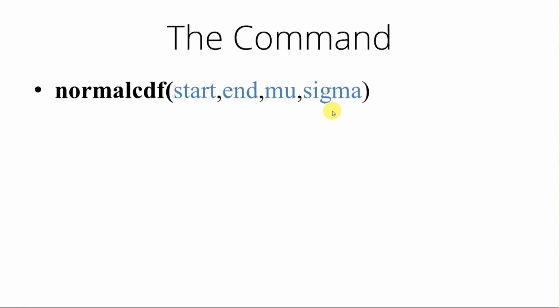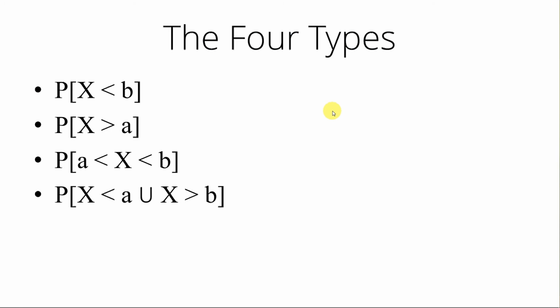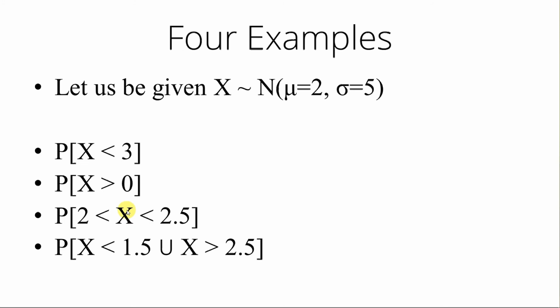Basically, there's 4 types of probabilities that you could possibly need to calculate. One is that x is less than a maximum. The other is that x is greater than some minimum value. Third is that x is between a minimum and a maximum. And the fourth is that x is outside of 2 values. Here x is between 2 values, here x is outside of those 2 values. So let's show examples on how to calculate each of these 4 types using your TI-83 calculator.